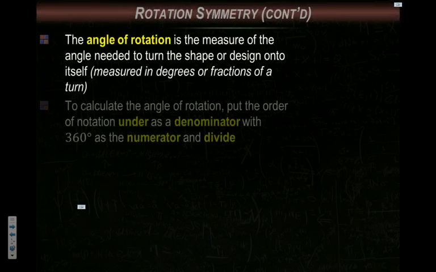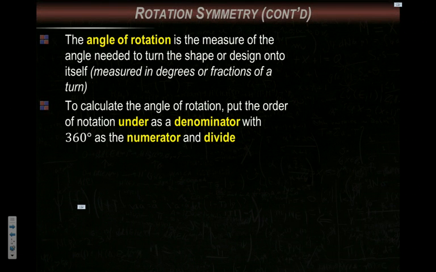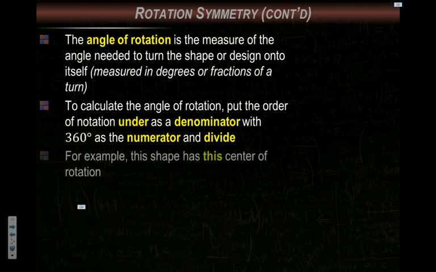Okay, well, let's take a look at some more stuff you can expect. The angle of rotation is the measurement of the angle needed to turn the shape into itself, okay? This can actually be calculated mathematically. You can calculate the angle of rotation by putting it in a fraction with the order of rotation as the denominator and 360 as the numerator. Why 360? Because that's the total distance around a circle, in degrees. And if you just divide them, you'll get the angle of rotation.